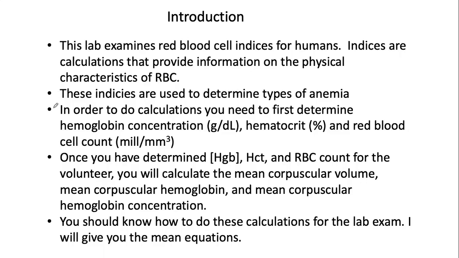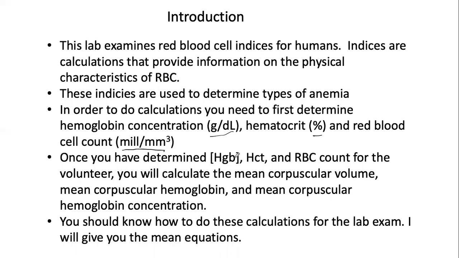In order to do these calculations, you need to first determine a person's hemoglobin concentration, hematocrit, and red blood cell count. Notice the units of measurement. So hemoglobin concentration, grams per deciliter, right? Hematocrit is percent packed red blood cells, and red blood cell count is in millions per cubic millimeter. Red blood cell count on average is 5.0 million per cubic millimeter. So you're going to figure these out for the volunteer.